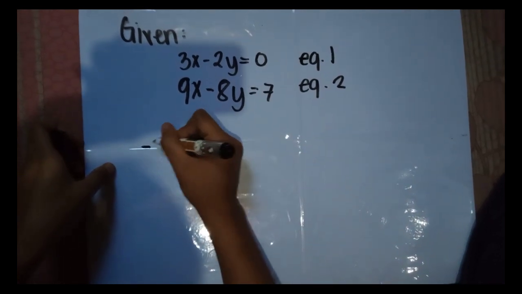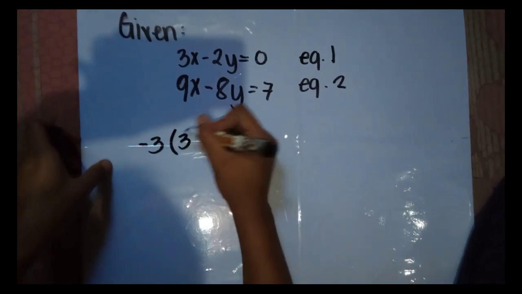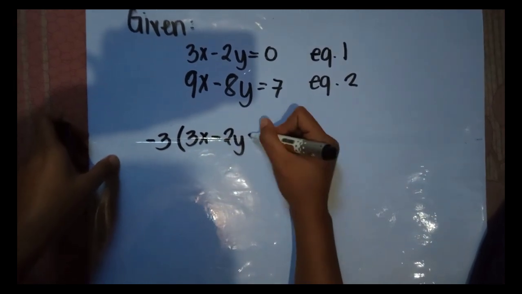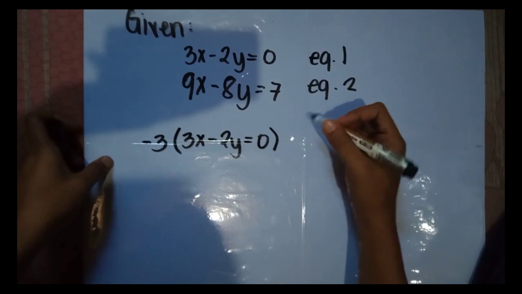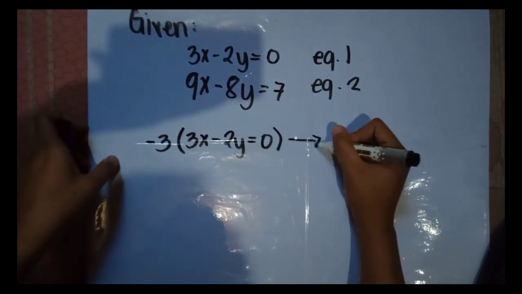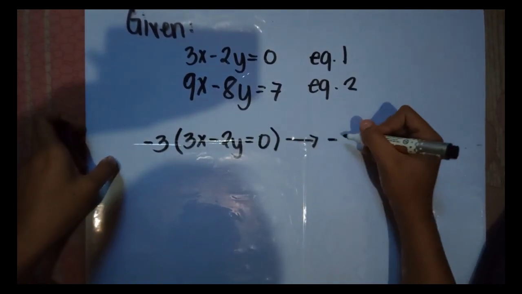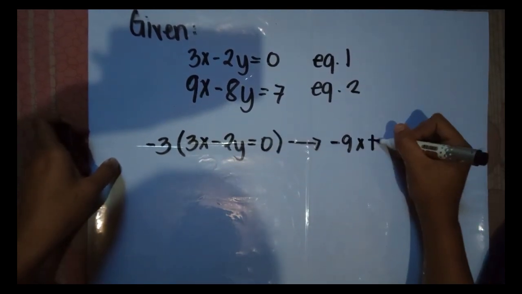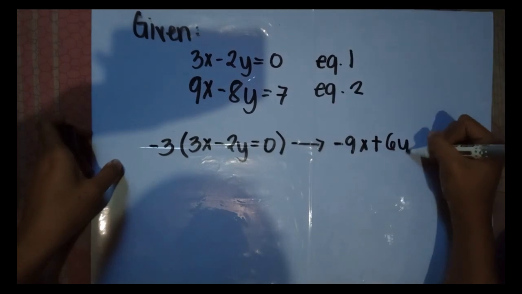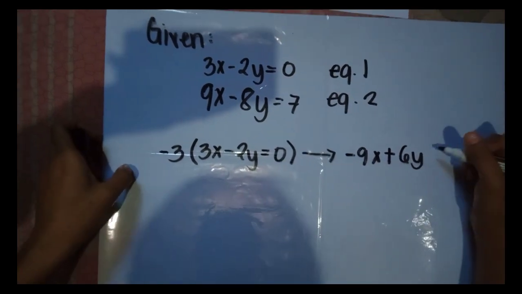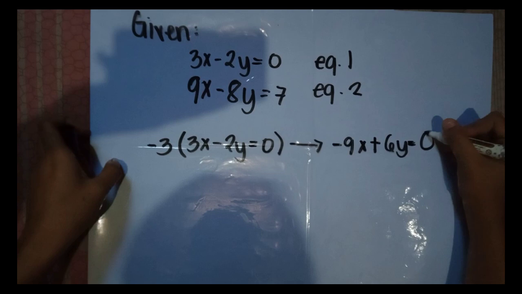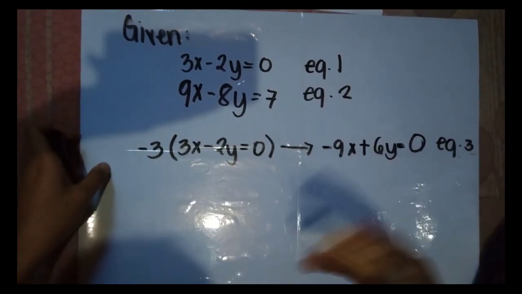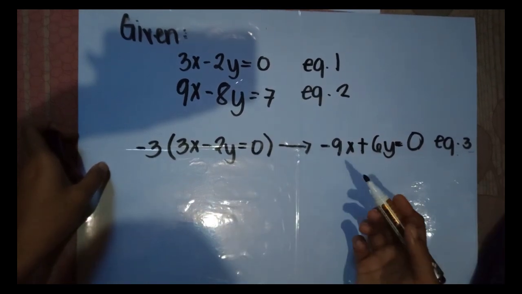So negative 3 times 3x minus 2y is equals to 0. Negative 3 times 3x is equals to negative 9x. Negative 3 times negative 2y is equals to positive 6y. Negative 3 times 0 is equals to 0. So this is our equation 3. The next step is to add the equation 3 and equation 2.